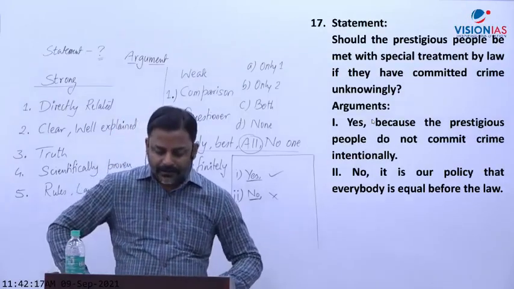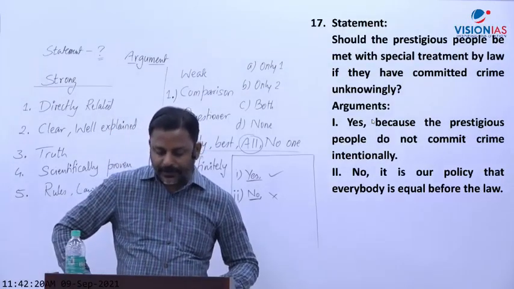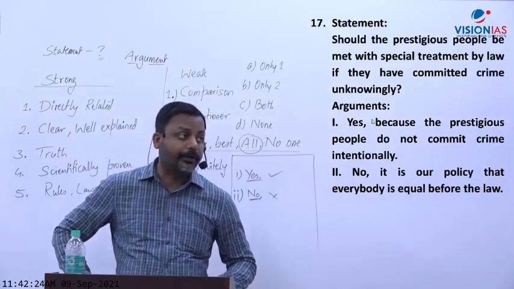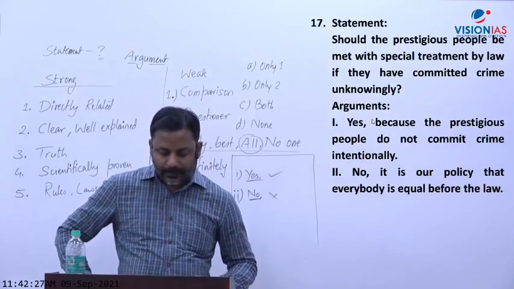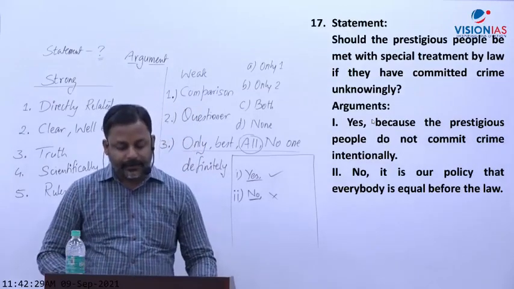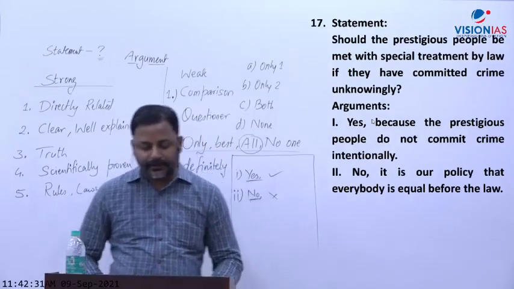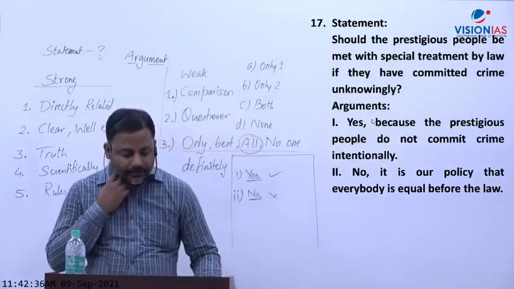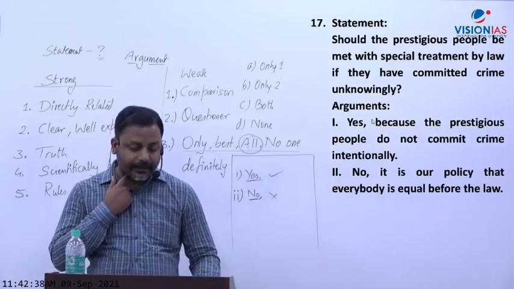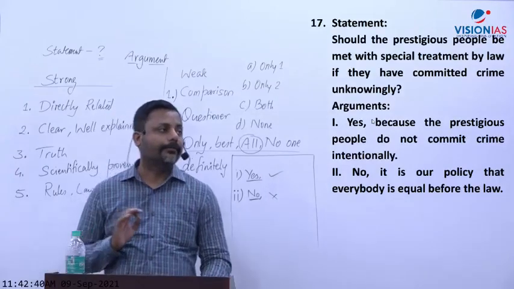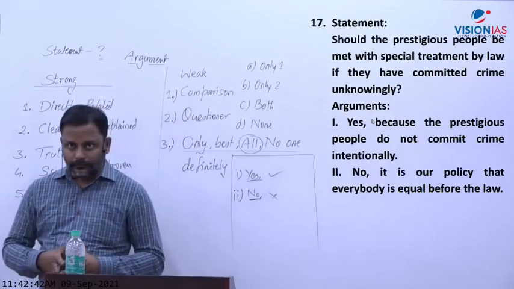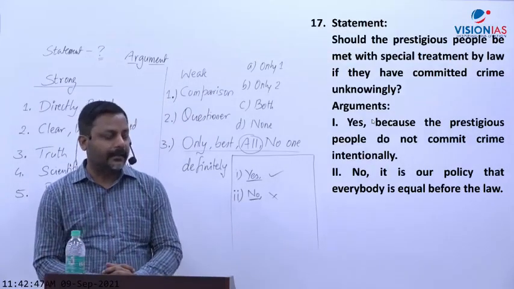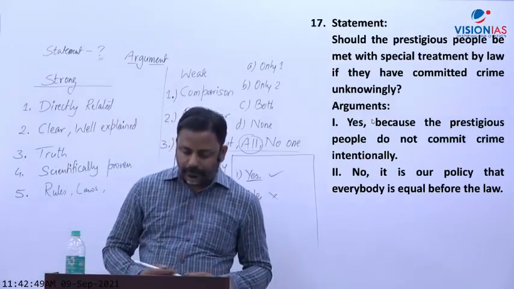Should the prestigious people be met with special treatment by law if they have committed crime unknowingly? Argument first, yes, because the prestigious people do not commit crime intentionally. No, it is our policy that everybody is equal before the law. Yes. Everybody is equal before the law. It is a fact.